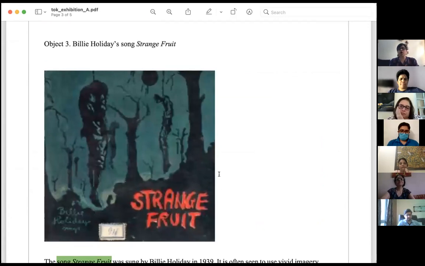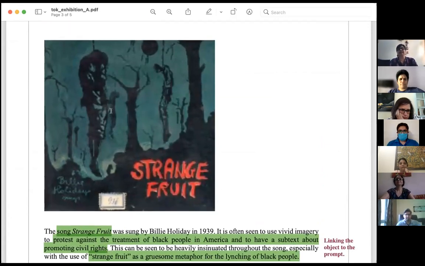Now moving to object 3. This is a song. Object 3 is Billie Holiday's song Strange Fruit. And the student goes back to subtext. The subtext here being the images of this fruit, as you can see, and the title, Strange Fruit, which links to this. So this becomes the subtext.